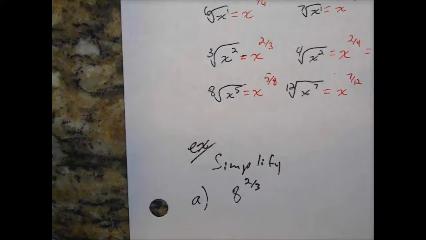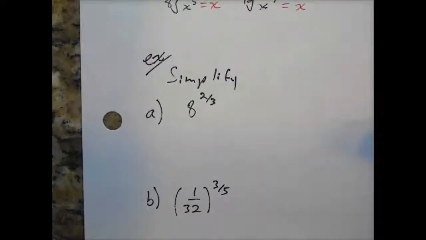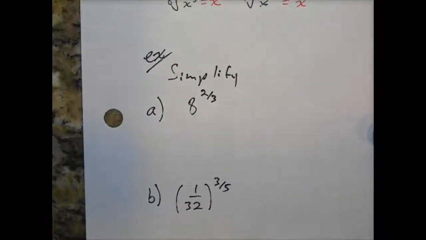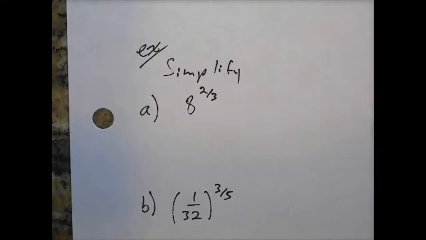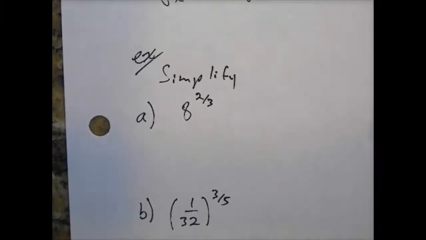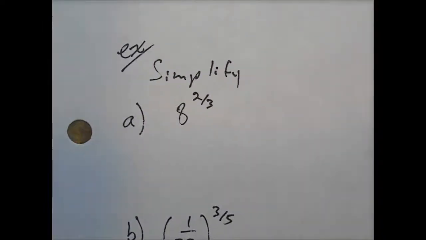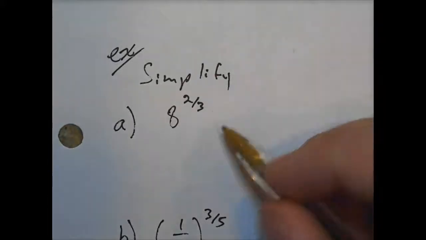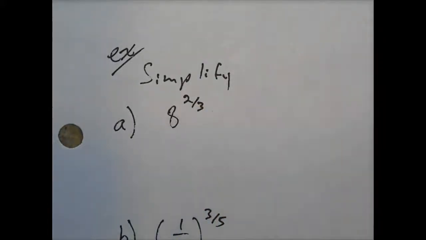So you'll see more something like this. Let me zoom in. Get closer. Bigger. A little bit more. Okay. All right. So you'll see simplify. And we have 8 to the 2/3.